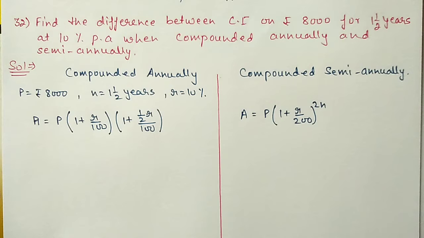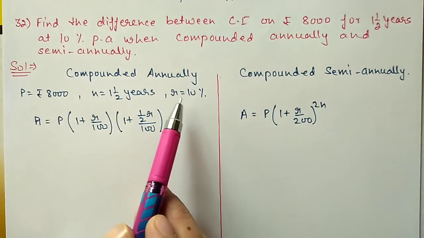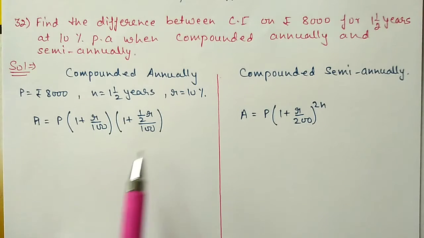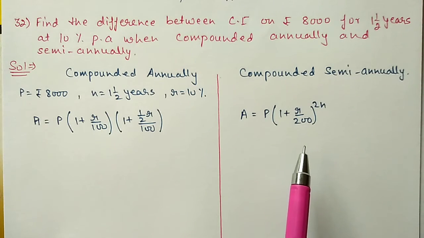Next question number 32. Find the difference between compound interest on 8000 rupees for 1.5 years at 10% per annum when compounded annually and semi-annually. So with the same amount, same time and same rate of interest, we have to do two calculations, one according to annually and one according to semi-annually.